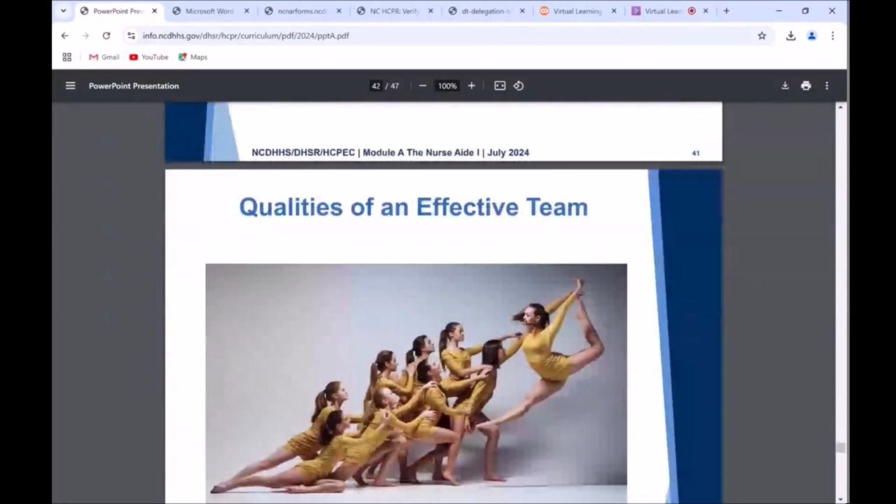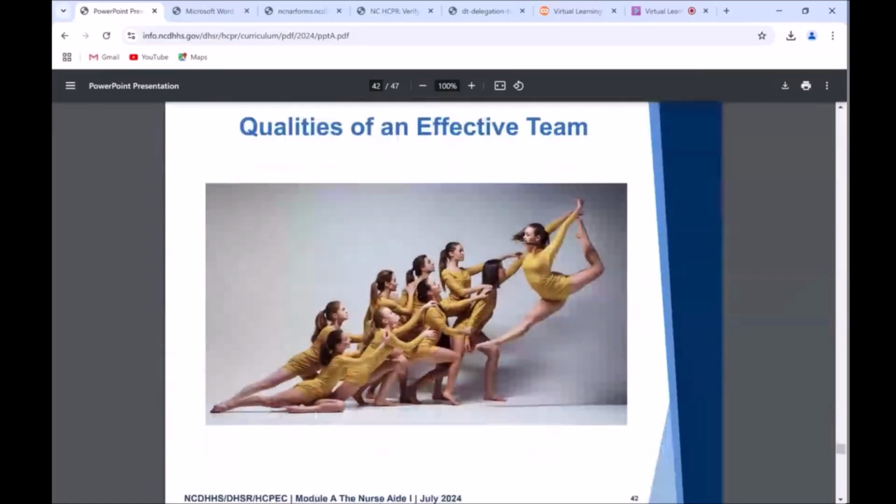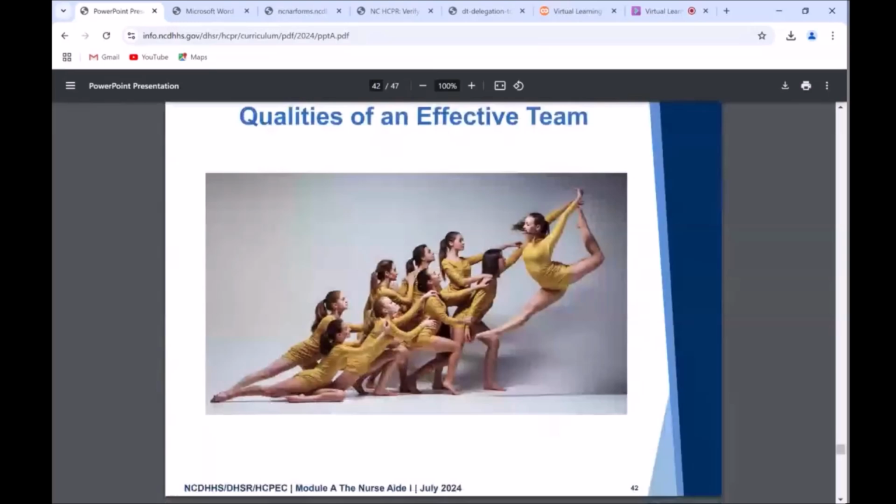Let's talk about qualities of an effective team. You may have actually been on a team that you felt was very effective. The climate in this type of team is going to be more informal, comfortable, and relaxed. The members are interested and involved. Communication is open and two-way. Ideas and feelings are encouraged.